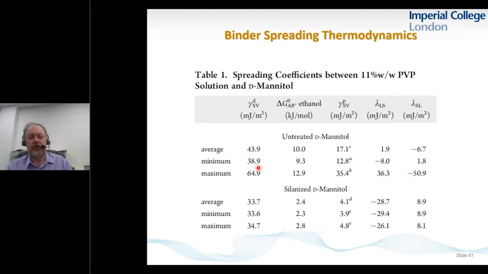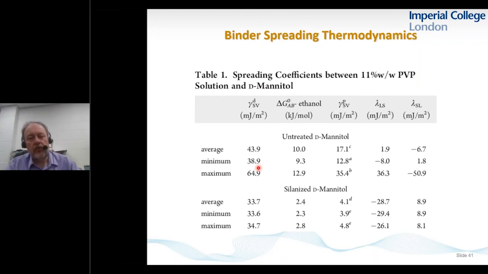So the first thing we've got here is we determine the spreading coefficient. This is using the wettability data for the powders and using the surface properties of the actual wetting solutions. We can predict whether or not the liquid will wet the surface or not wet the surface.